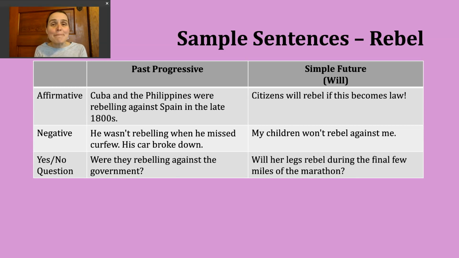Lastly, let's look at making a yes or no question in the simple future. To do this, I start with will, then I'm going to have my subject and then the base verb. Let's look at the last example. Will her legs rebel during the final few miles of the marathon? So here's that connection to the third definition, right?